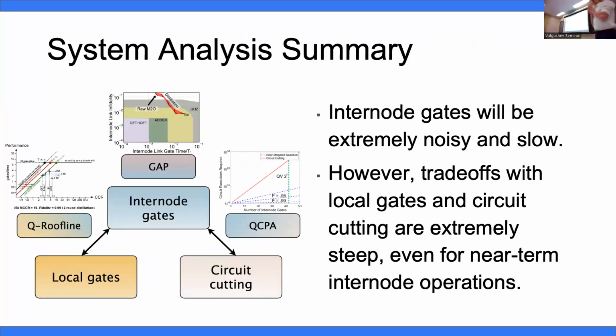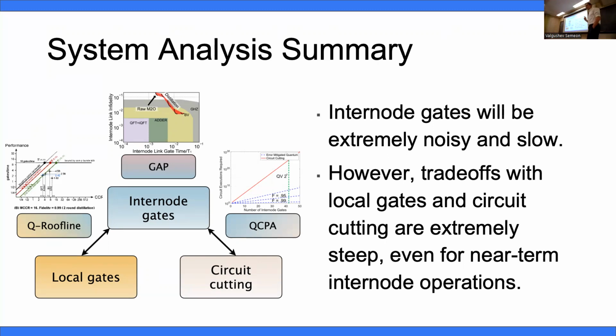Okay. So just to summarize, we saw that these internode gates are extremely noisy and slow. But one, we can get some simple algorithms to run that are critical for early stage quantum algorithms. And two, even given how noisy and slow they are, they sure beat the pants off of circuit cutting and in many cases local gates. So I think what I wanted to present here is a sober view of this very promising realm of quantum development and where it is now.